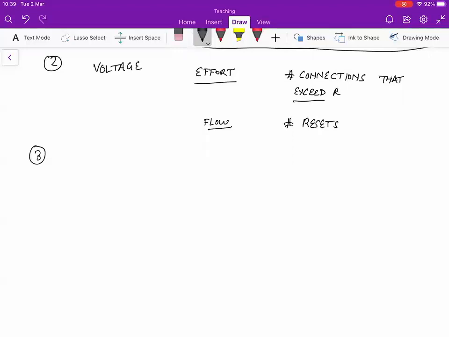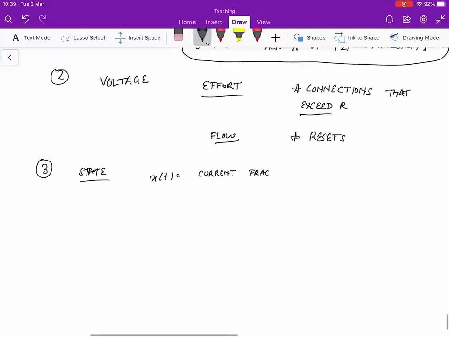Okay, so let's go to the state space representation. The question is, what is the state? What should it be? The obvious and natural way to represent this is the current fraction. So x of t could be the current fraction of P2P traffic. This is really what we care about. Current meaning at time t, current fraction of P2P traffic.